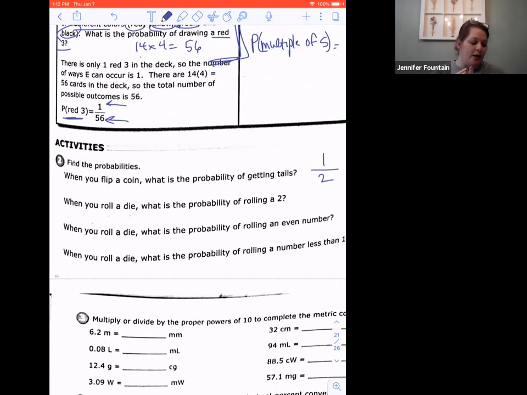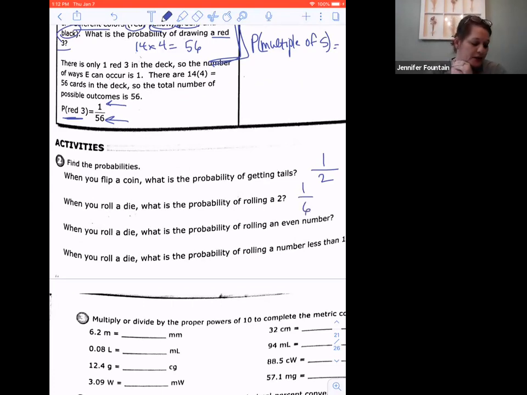When you roll a die, what is the probability of getting a 2? When I roll a die, how many possible numbers do I have on a die? I have 1 through 6. Good. I have 6 possibilities. So when I roll it, I could get a 1, a 2, a 3, a 4, a 5, or a 6. Okay. And remember, this is just when I roll one of them. So my probability of getting a 2 when I roll a die is going to be 1 out of 6.